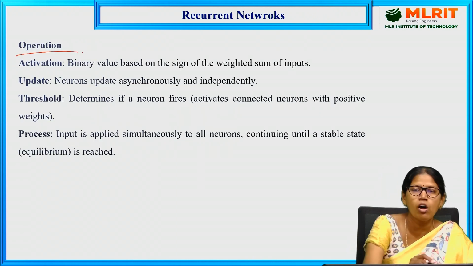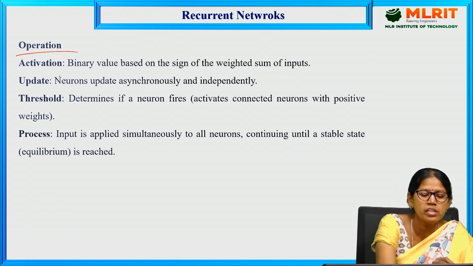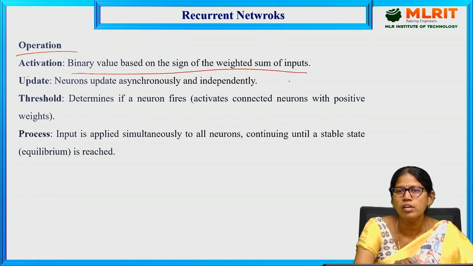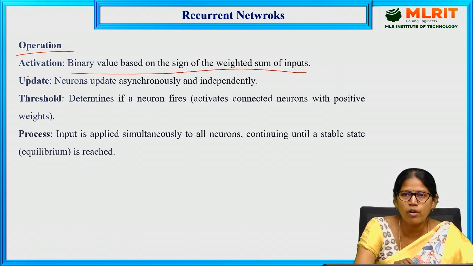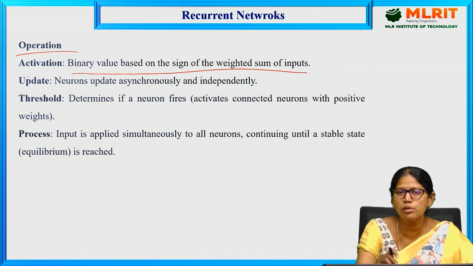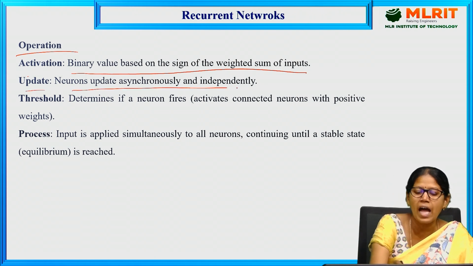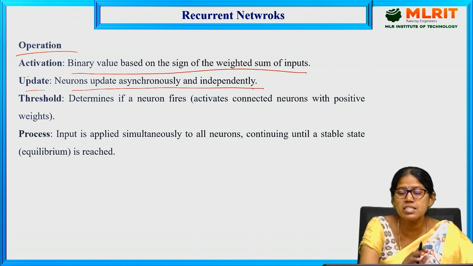Next, how the operation will be performed. So here, activation is a binary value based on the sign of the weighted sum of inputs. If it is positive, then the neuron will be activated. If it is negative, the neuron will be in the inactive mode. Update: neurons update asynchronously and independently, step by step. So at a time only one neuron will be updated.